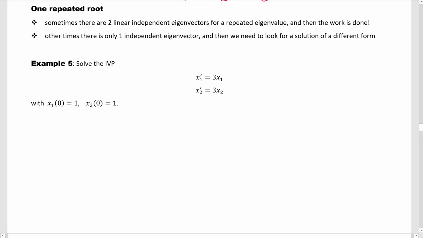So here we are talking about the 2x2 matrix case, okay? Sometimes we can have two linearly independent eigenvectors for a repeated eigenvalue, and then the work is done, okay? And other times there is only one linearly independent eigenvector, then we need to look for another solution of a different form. Okay, so let's look at example 5.